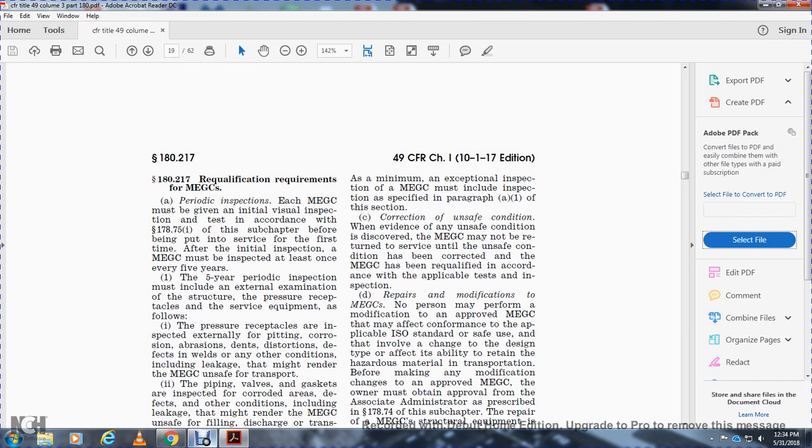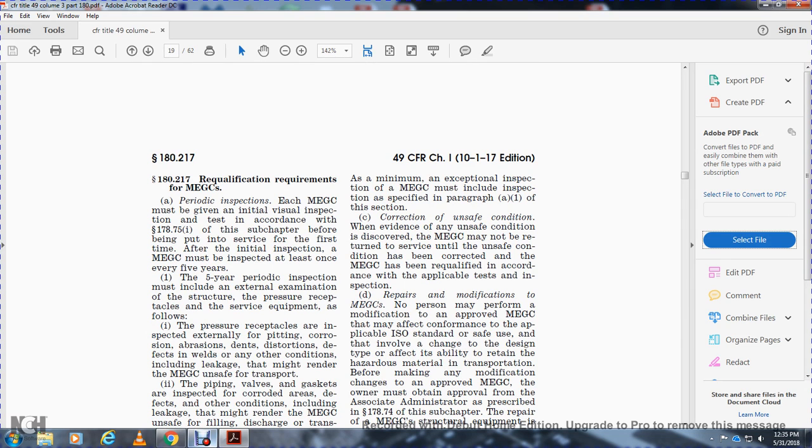178.75 requalification requirements of the MEGC. The periodic inspection for the MEGC may be given a visual inspection for the test in accordance with section 178.75 before being put in service for the first time. The initial inspection of the MEGC must be inspected at least once every 5 years. The 5-year periodic inspection must include the external examination of the structure and pressure receptacle.